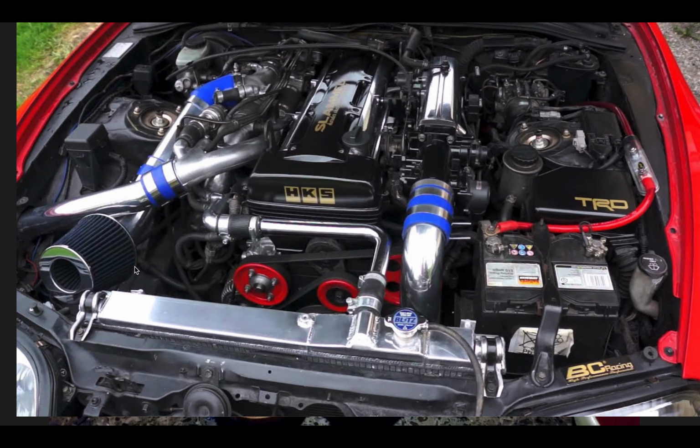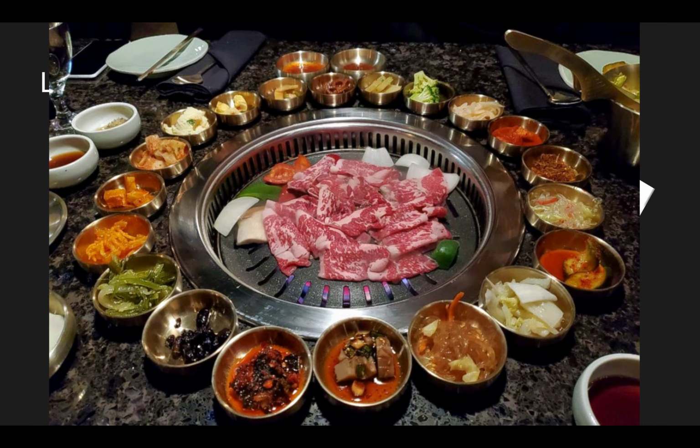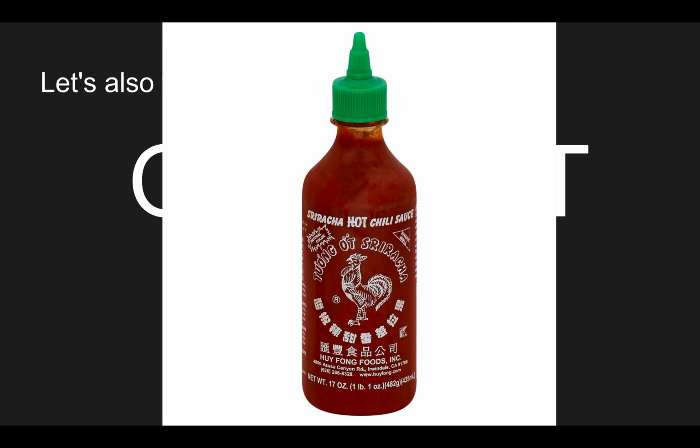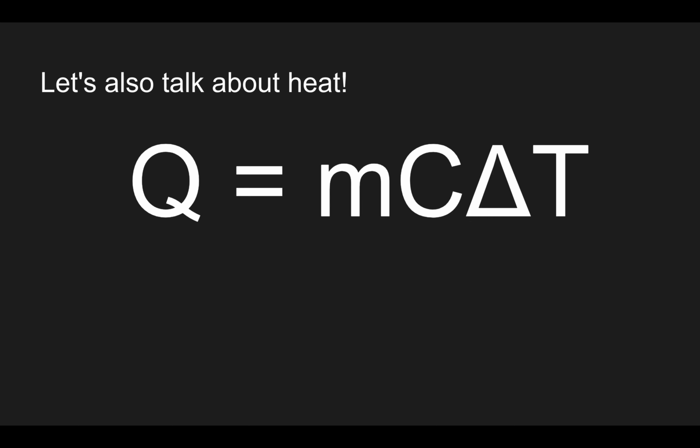Okay, so now we're going to go to heat. Not this heat, not that kind of heat. Not that one. Close, but no. Nope. No, this one. There we go. So Q equals mc delta T. C is specific heat, delta T is change in T, and m is the mass.